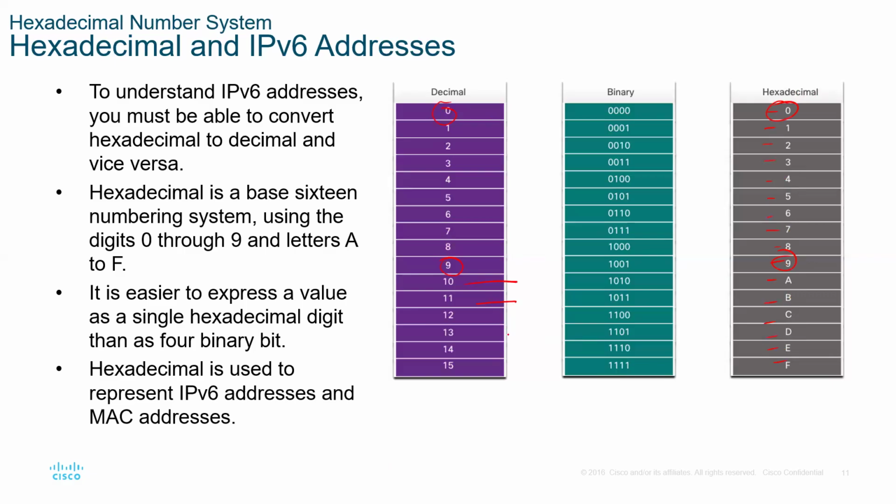Right. And it's very important to note. Let me go through the text first. To understand IPv6 addresses, you must be able to convert hexadecimal to decimal. I only focused on my MAC address. So two types of MAC address in hexadecimal. The MAC address and the IPv6 address.